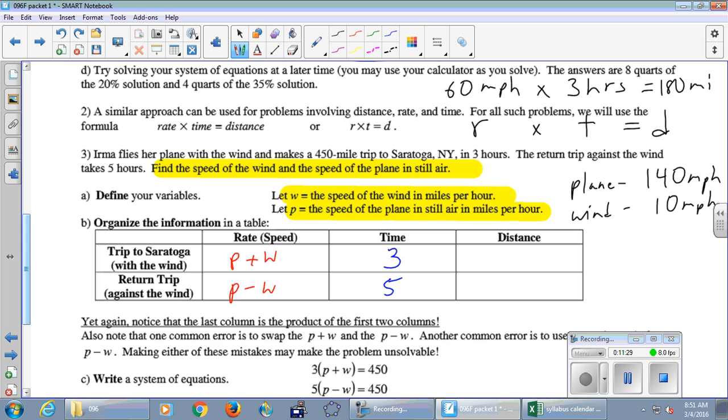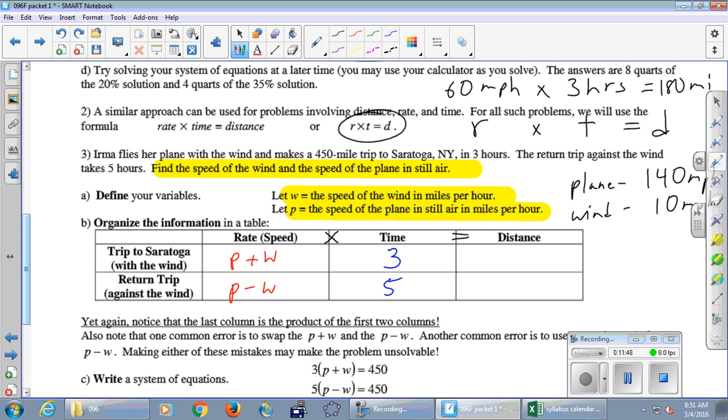Okay, last column says distance. Well, we've got our fancy formula here. Rate times time equals distance. Hey, rate is our first column. Time is our second column. If we multiply those two columns, it equals the third column, which is exactly how all our tables have been set up, right? So again, the last column is the product of the first two.